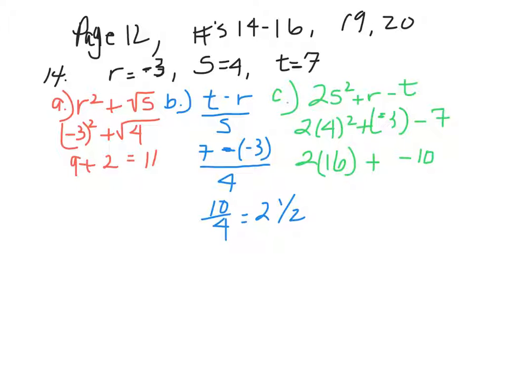But maybe we're jumping the gun a little bit. Let's do our multiplication here first. 2 times 16, 32, minus 10. What does that equal? I know you can figure it out. I'm going to let you do that.